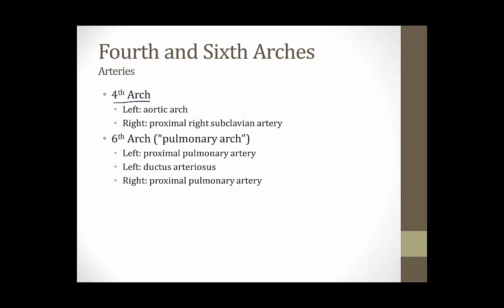The fourth arch on the left side of the body gives rise to the aortic arch. On the right side, it gives rise to the proximal portion of the right subclavian artery. The sixth arch is sometimes called the pulmonary arch because on the left side, it gives rise to the proximal pulmonary artery and the ductus arteriosus, and on the right side, it gives rise to the right proximal pulmonary artery.